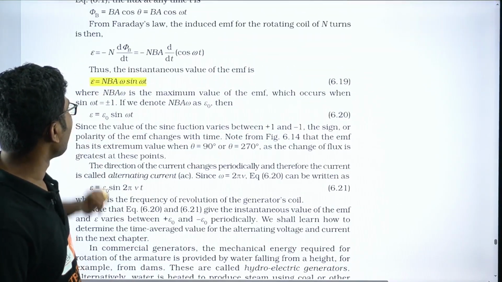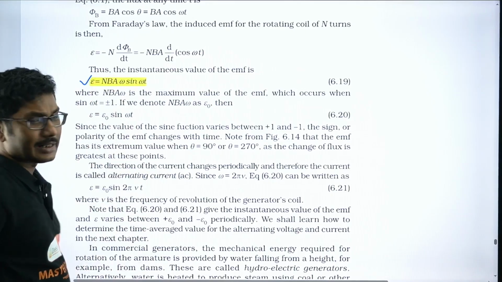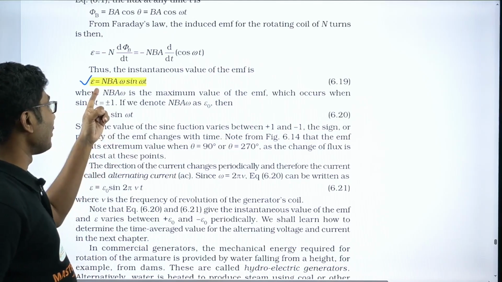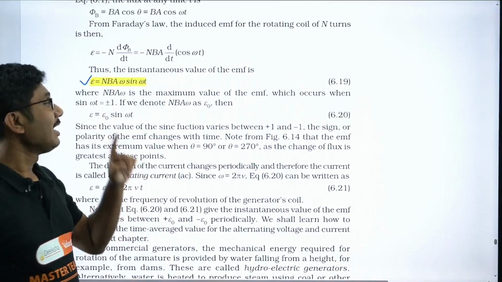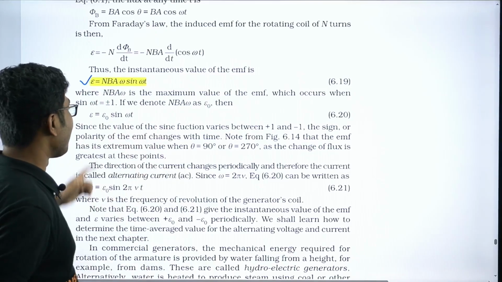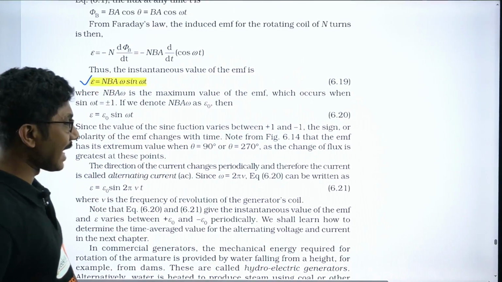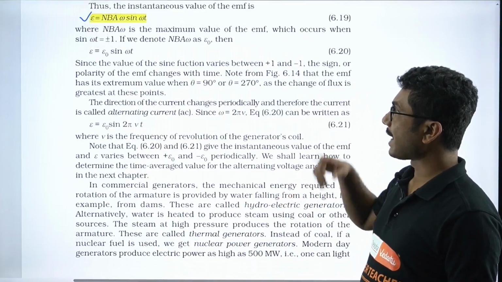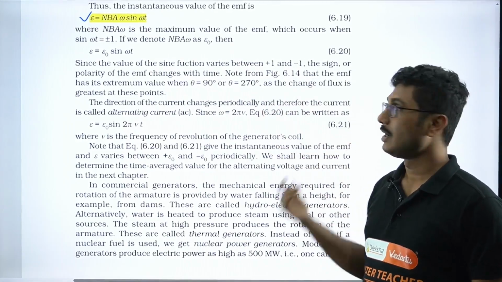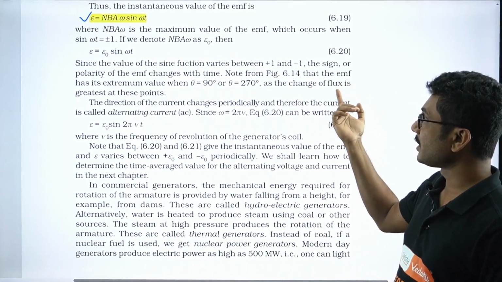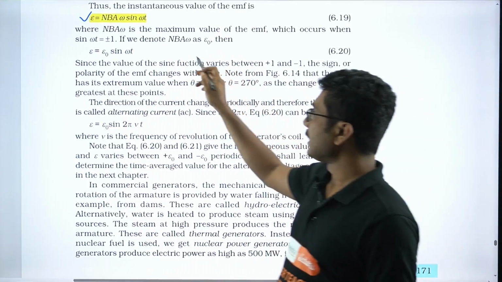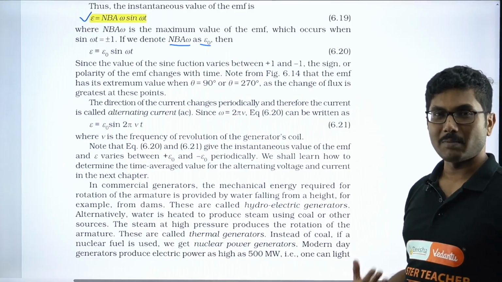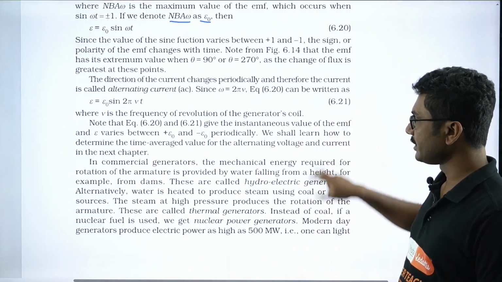And there is one formula for induced EMF in an AC generator. This is also important. NBA omega sine omega t. N is the number of turns, B is the magnetic field of the magnet that you have applied, A is the area, and omega is the angular speed of rotation. So this formula you can remember. The maximum value will obviously be NBA omega, because sine omega t is plus minus 1. Here they have denoted that NBA omega as epsilon naught. So NBA omega is the maximum EMF generated in an AC generator.